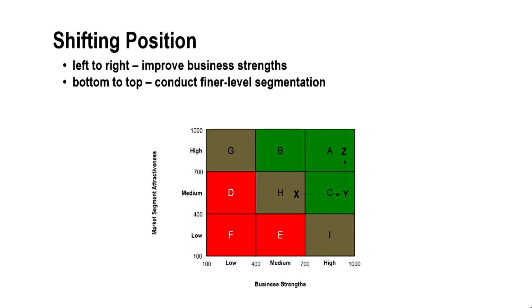And as I was discussing when we discussed that business strength versus segment attractiveness, we take these approaches of moving horizontally, left to right, for improving business strength, and bottom to top, to conduct a finer level of segmentation. So, these are some approaches for further development of segment strength and targeting strength that we can evaluate looking at this particular diagram and those arrows that you see.